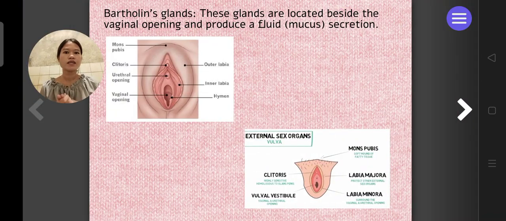The fourth one is Bartholin glands. These glands are located beside the vaginal opening and produce a fluid, mucus secretion. So kung mapapansin nyo, nandun siya sa bandang itaas ng mons pubis.